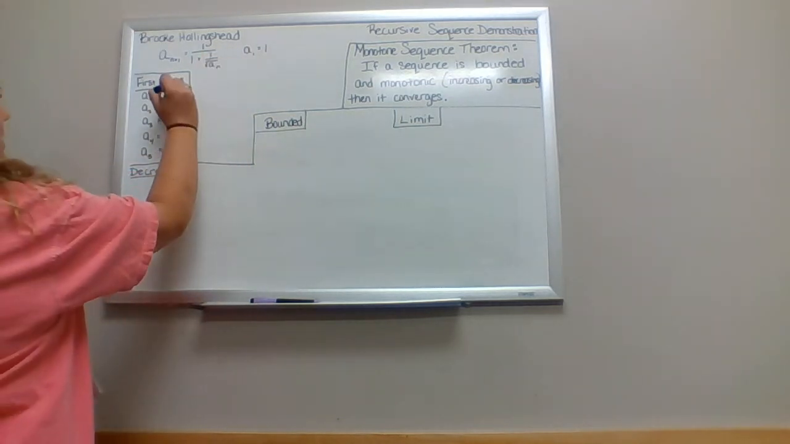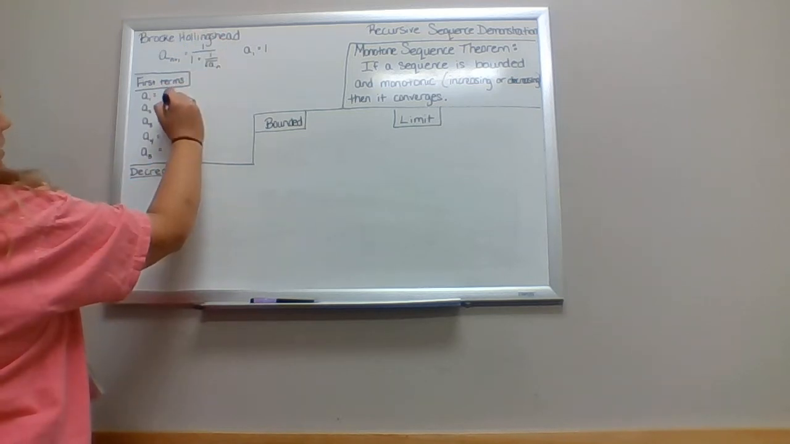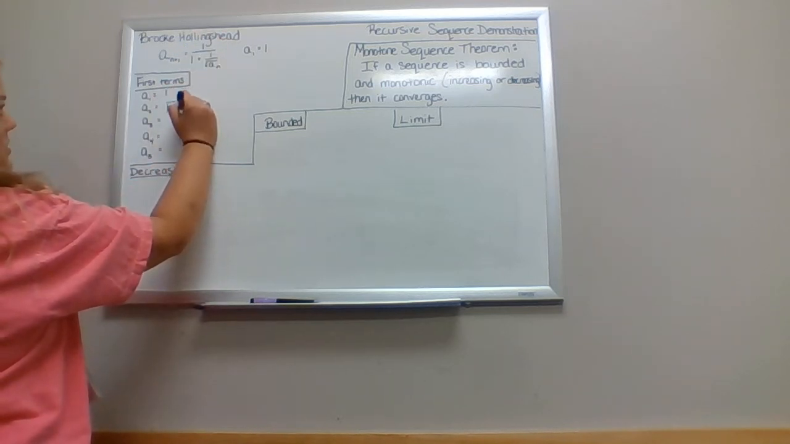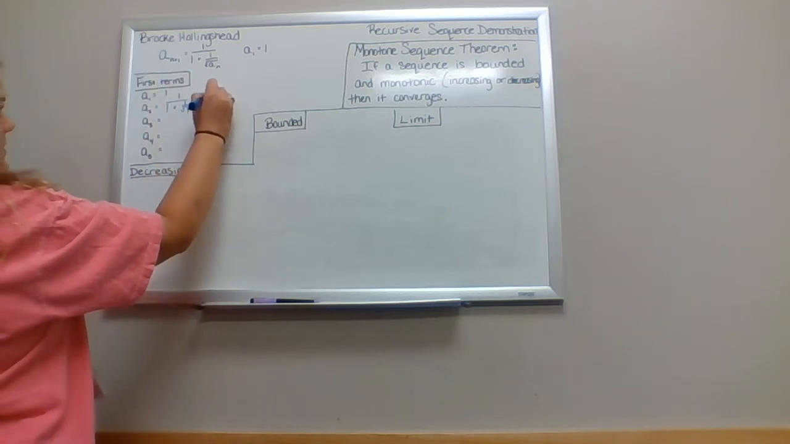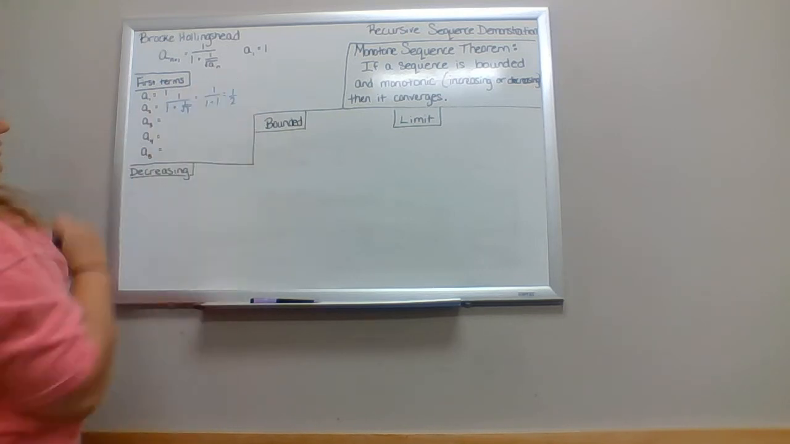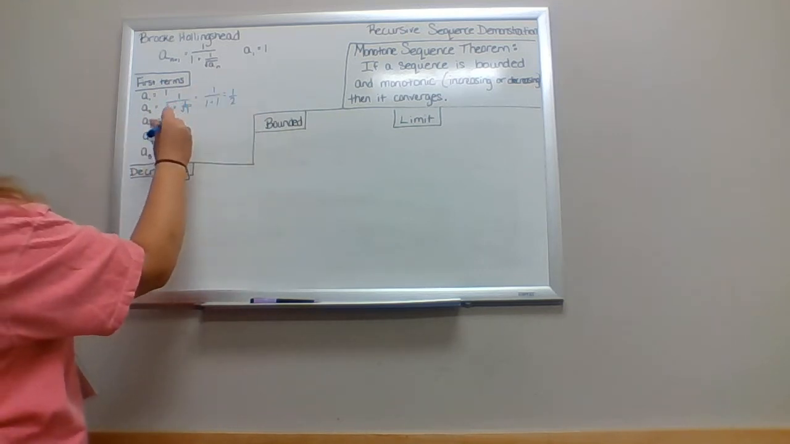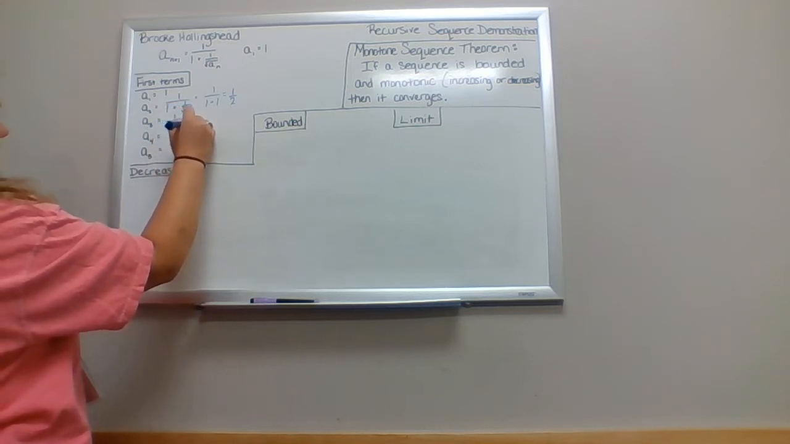So we were already told that a sub 1 is 1. A sub 2, we use the formula that we're given, 1 over 1 plus 1 over square root of whatever our last term was, so that was 1. This gives us 1 over essentially 1 plus 1, or 1 over 2. A sub 3, we do the same thing then, 1 over 1 plus 1 over square root of 1/2.